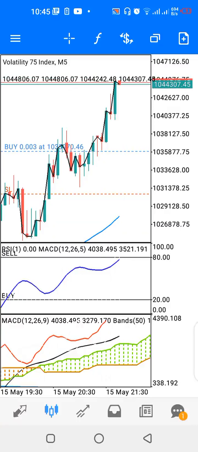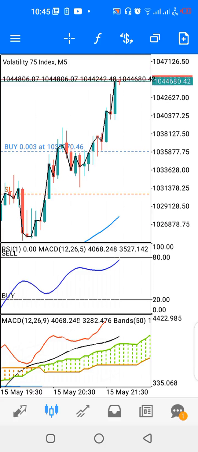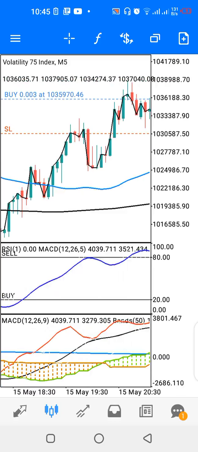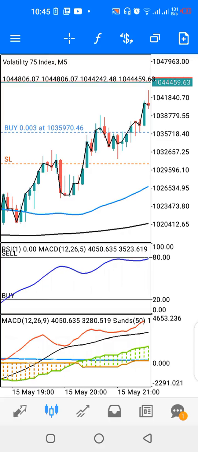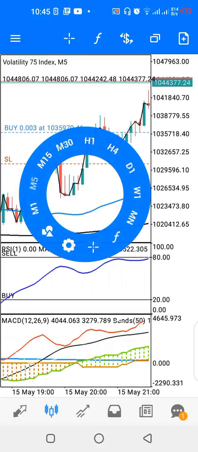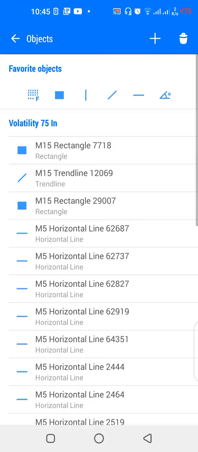Today we'll be looking at a strategy you can use to trade volatility 75 index on the 5 minutes time frame. On my screen I have V75 5 minutes time frame, and I have three windows. I have the main window. This is my main window.